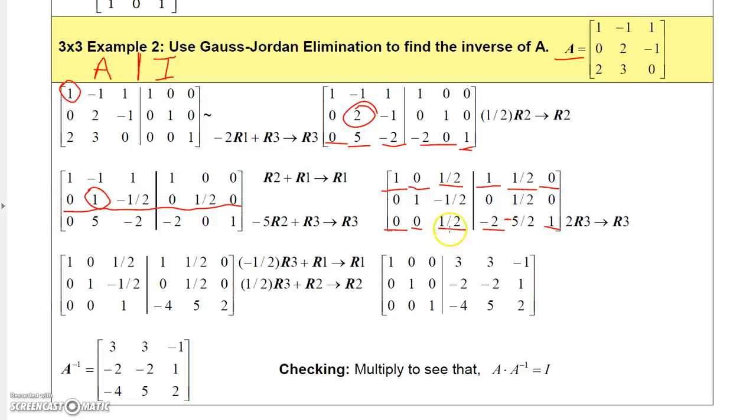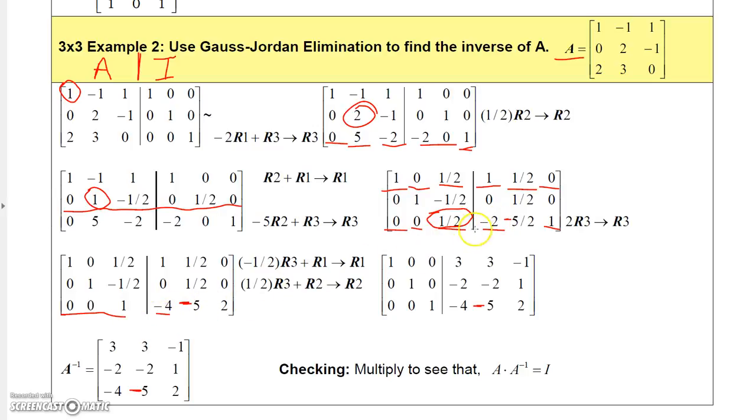And so now I've got to get to this third row, and now I need to make that a 1. So to make this a 1, I'm going to multiply this row by the reciprocal, which is, the reciprocal of 1/2 is 2, so let's multiply by 2. 2 times 0 is 0, 2 times 0 is 0, and 2 times 1/2 is 1, so this will be 0, 0, 1. Then 2 times negative 2 is negative 4.